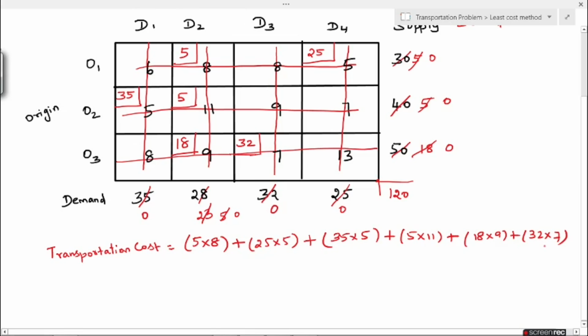Now multiply the values. 5 into 8 is 40. Next is 125, and 35 into 5 is 175, and 5 into 11 is 55, and 18 into 9 is 162, and the last value 32 into 7 is 224. If you add all the values, you will get 781. This is the transportation cost value. Thank you.